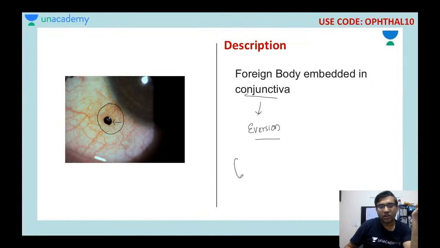Why is this eversion important? Let's say this is your eyelid and this is your eyeball. Sometimes the foreign body is embedded here, and when the foreign body is embedded here, you do not see it unless you evert the eyelid. That's why eversion of the eyelid is so important, when you cannot tell what is the cause of the congestion of the eyeball.